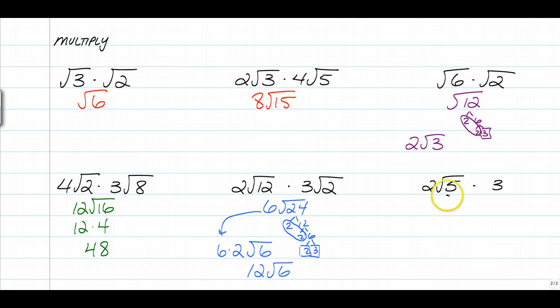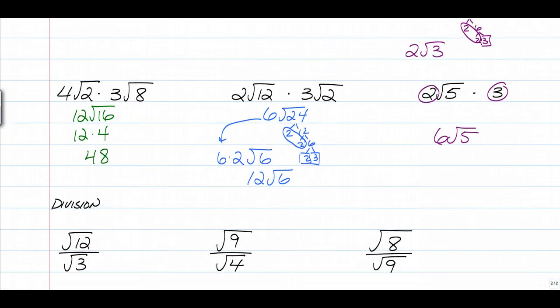This last one is much easier than it appears because you can only multiply the 2 and the 3 because the 3 does not have a radical. So you just end up with 6 root 5's here. Okay? So that is multiplying with radicals.